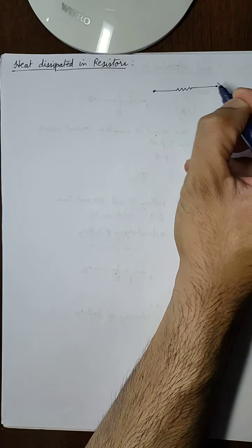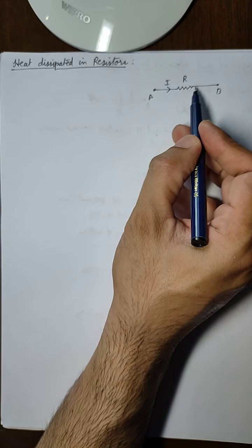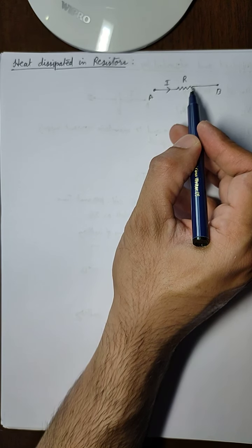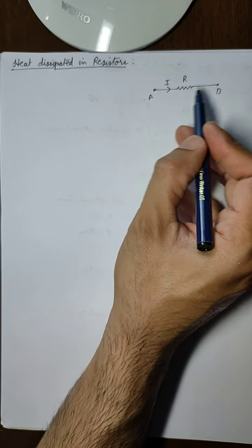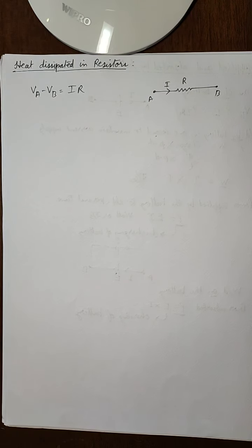So we can make this a part of a circuit in which a resistor R is connected and a current I is flowing from point A to point B, or terminal A to terminal B of the circuit. Now when current I is flowing, the potential drop across this resistor will be equal to the potential difference between A and B, or we can say that VA minus VB will be equal to IR.